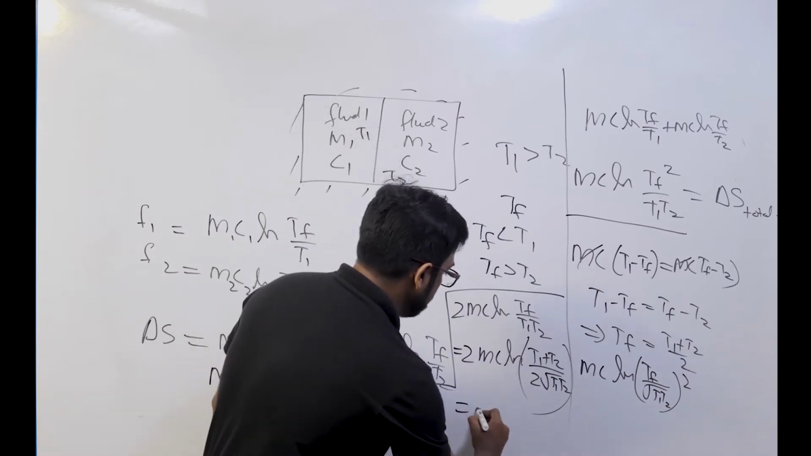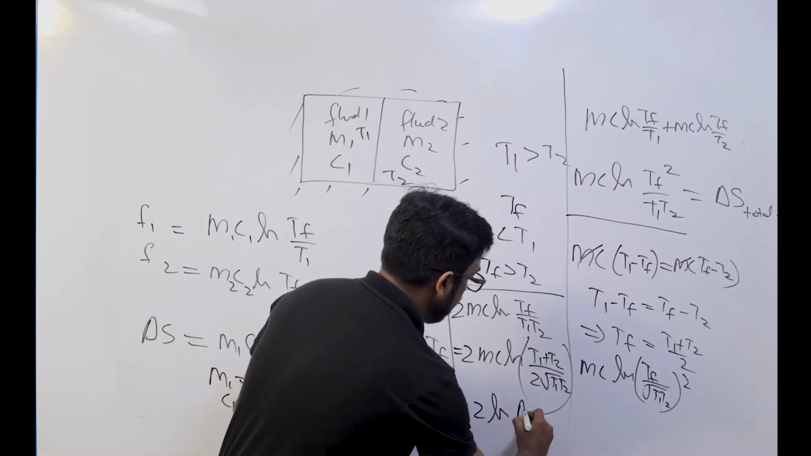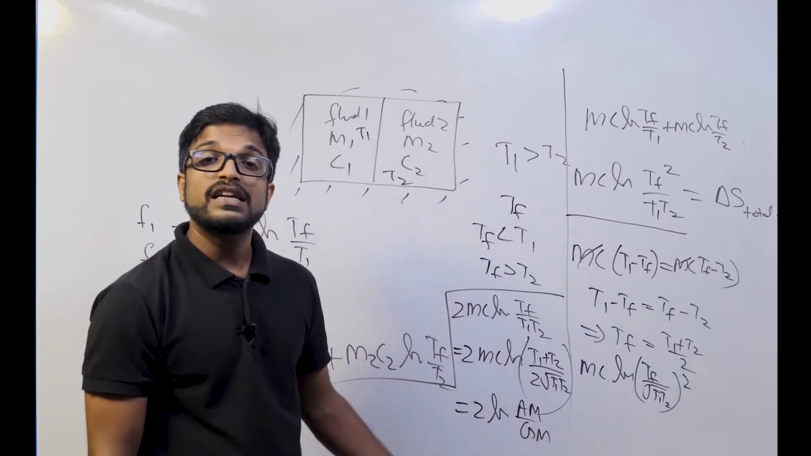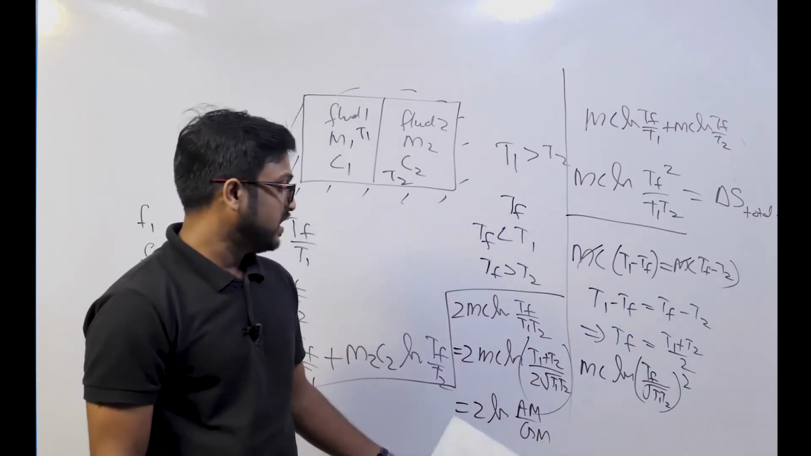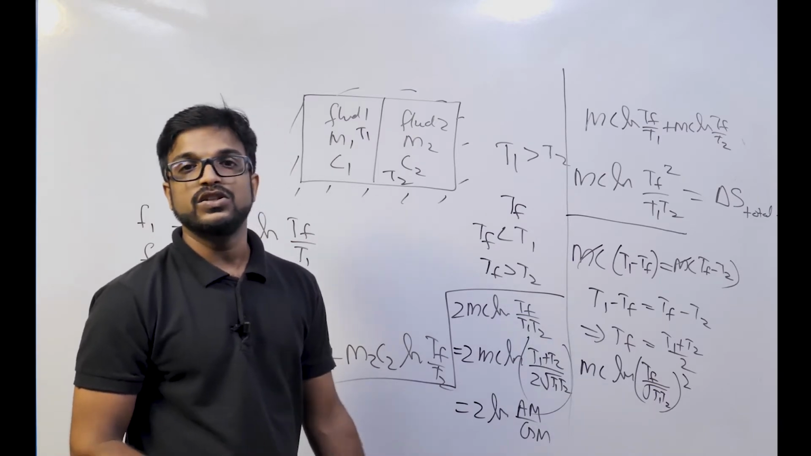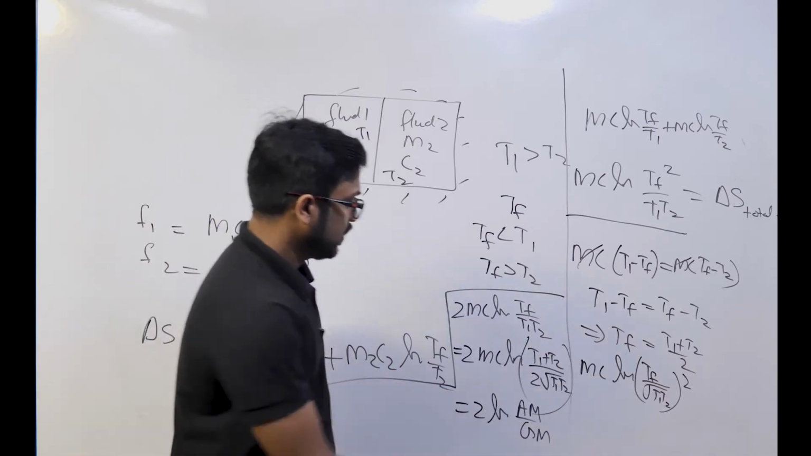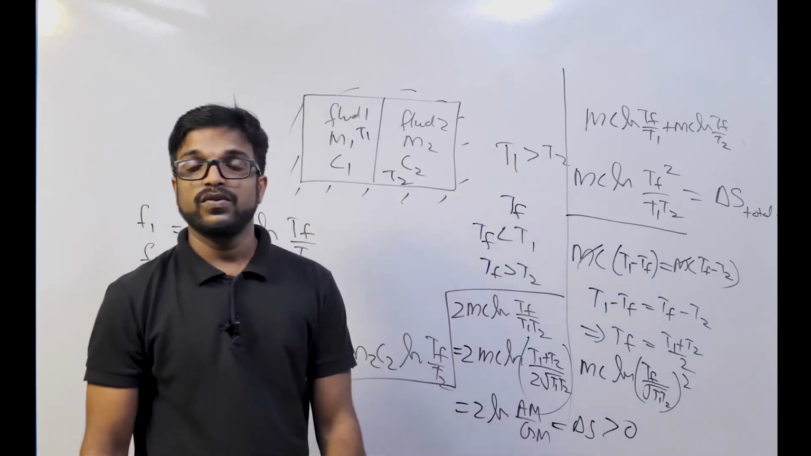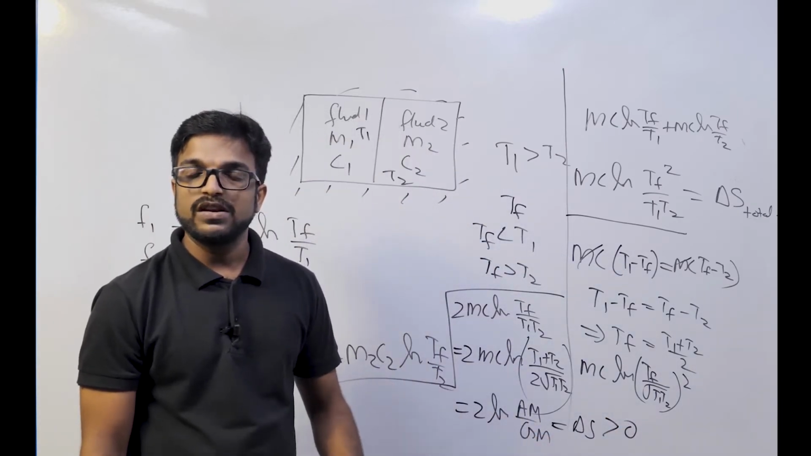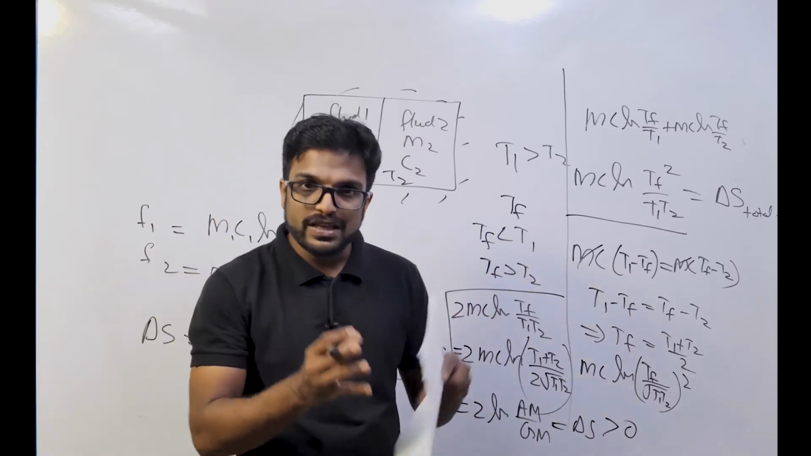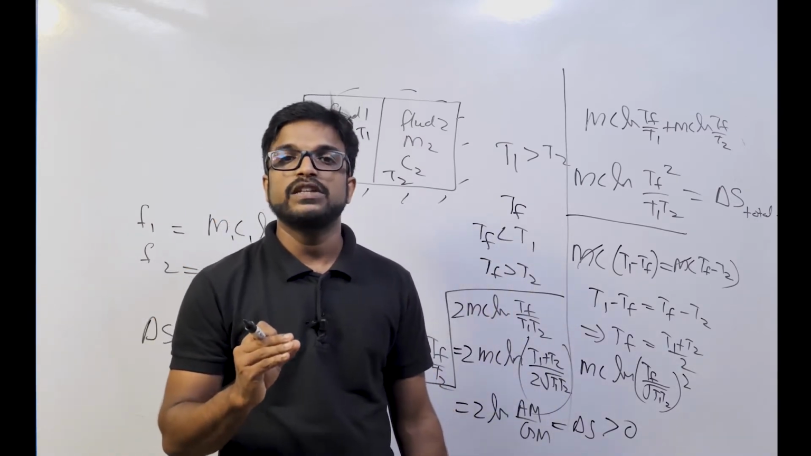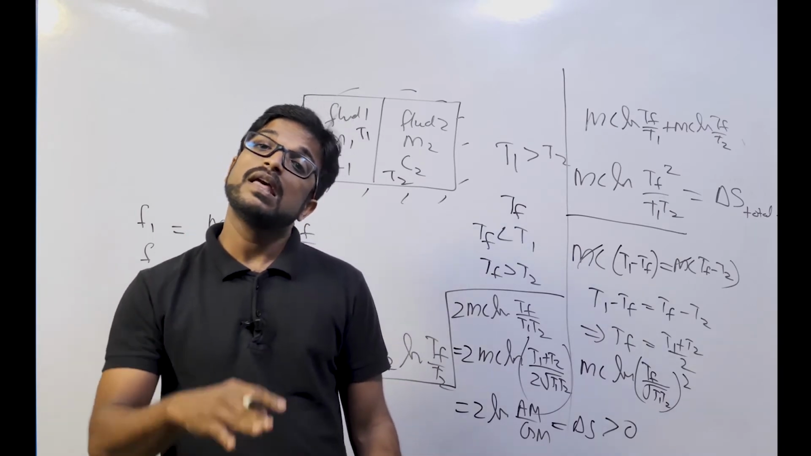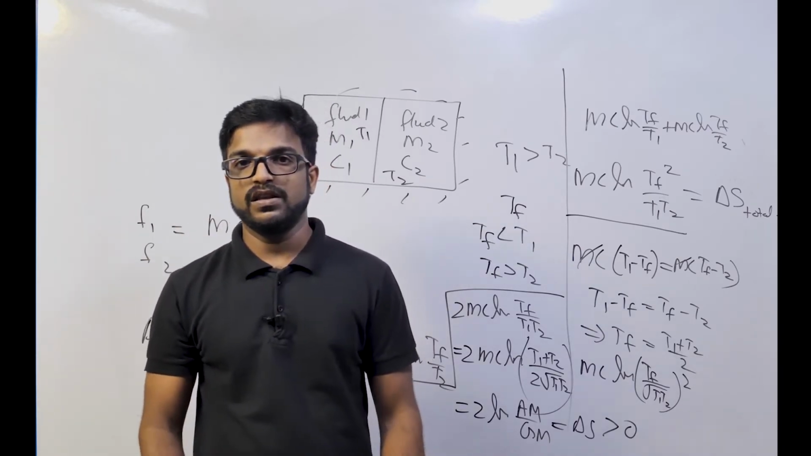So let me rewrite this as ln of AM divided by GM. Since the numerator is greater than the denominator, the ln value will always be greater than 0. That means we are getting a delta S value which is greater than 0. Fine. What is the conclusion? When two liquids are mixed together, the entropy change will be increasing. Or the final entropy will be more than the initial entropy.